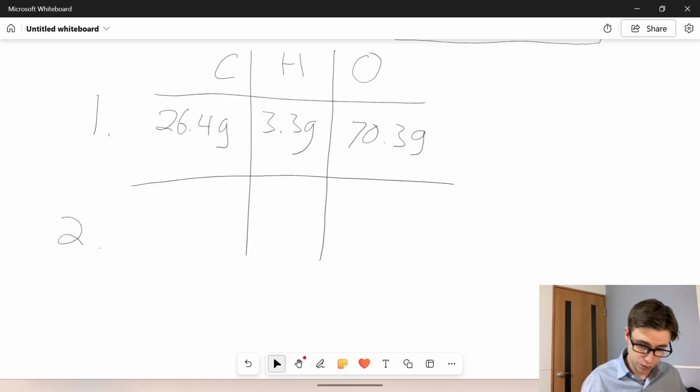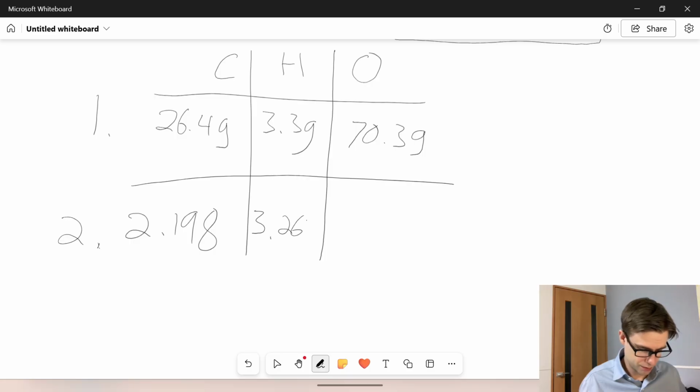Okay, step 2. Change these into moles. So I'll need to divide by the relative atomic mass of each of these, C, H, and O. So C I'll divide by 12.01. I get 2.198. Again, don't care about significant figures too much. Hydrogen divided by 1.01, I'll get 3.267. And oxygen divided by 16, I'll get 4.394.